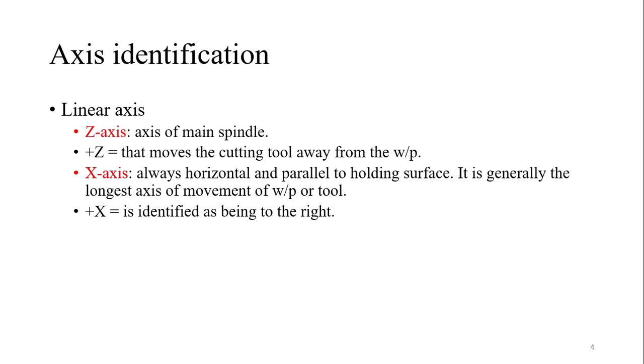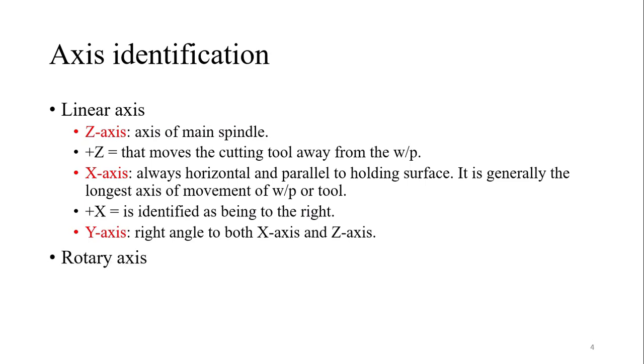Positive is defined as being to the right. Whenever you are watching from the spindle side, if the tool is moving to the right, that is positive. If the tool is moving left, that is negative. So what is the y-axis? The y-axis is perpendicular to both the x-axis and the z-axis. That will be your y-axis.